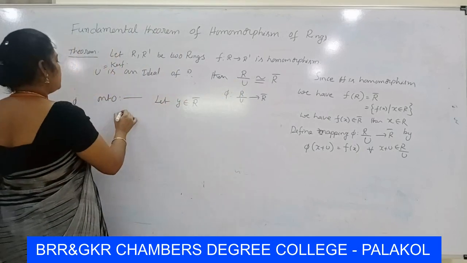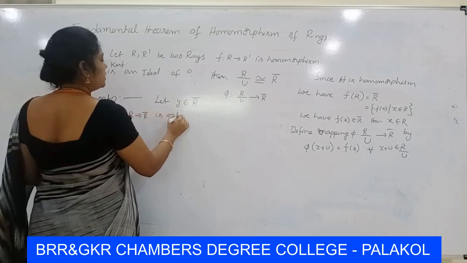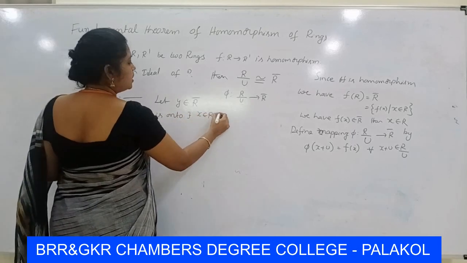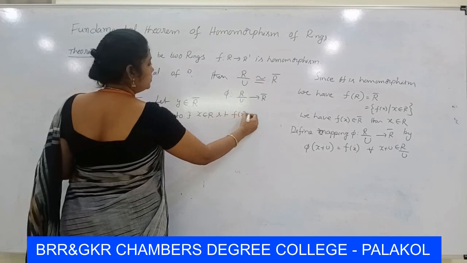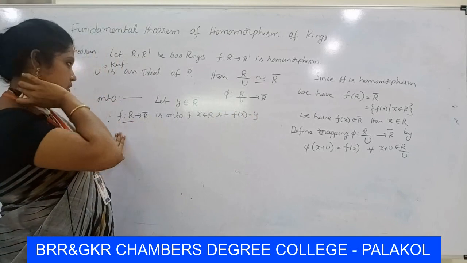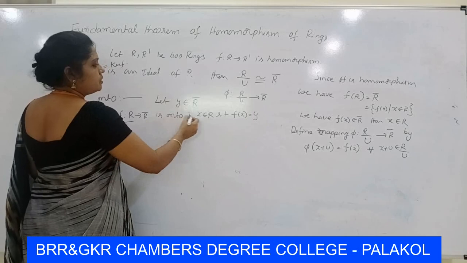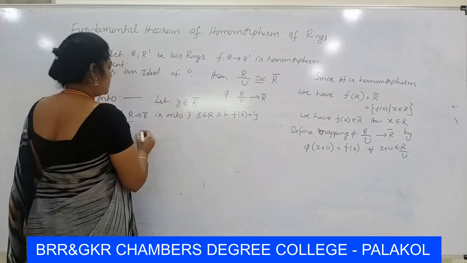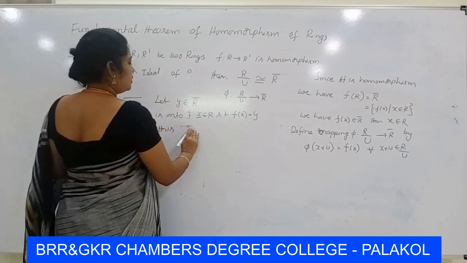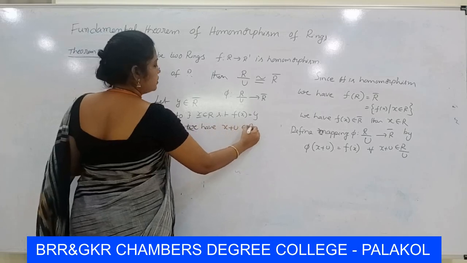Then f maps R to R bar is onto, so there exists some x belongs to R such that f of x equals y, because f maps R to R bar is a homomorphism onto. So for this x we have a coset x plus U belongs to R by U.